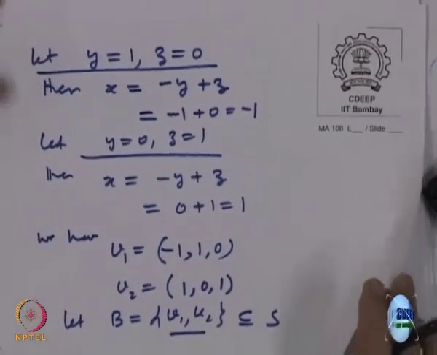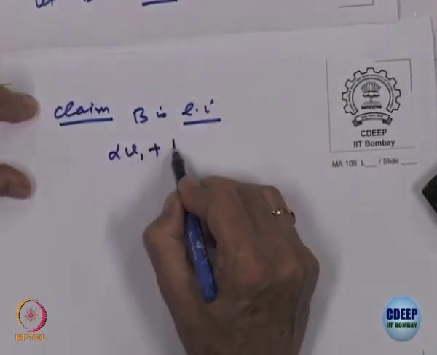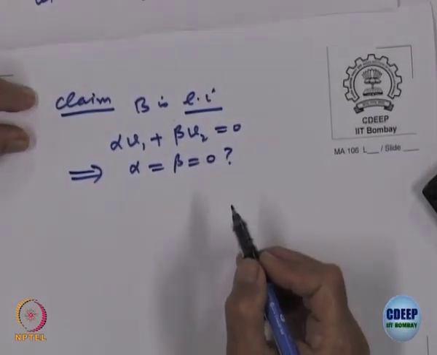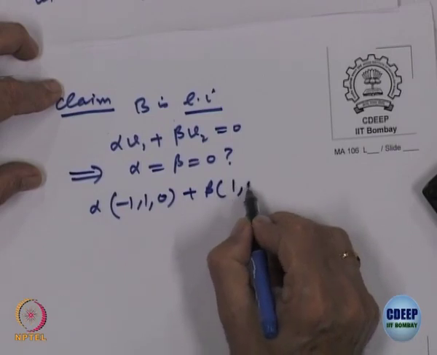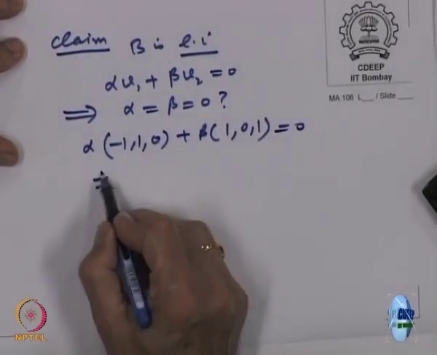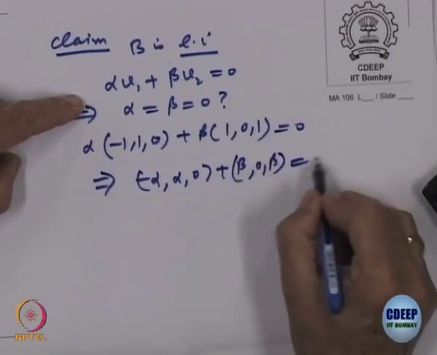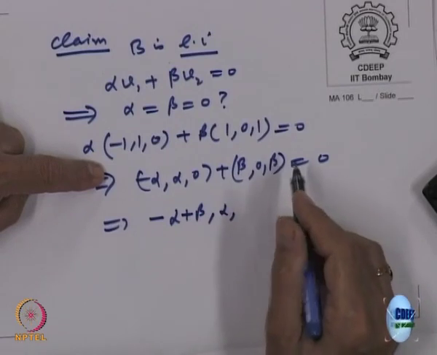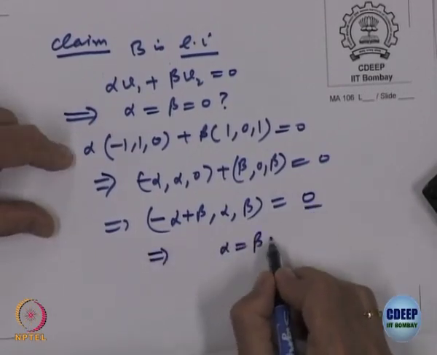So how do we check the independence? So let us check independence. So claim: B is linearly independent. So what does it mean? Alpha V1 plus beta V2 equal to 0 should imply alpha equal to beta equal to 0, right? So alpha times minus 1, 1, 0 plus beta times 1, 0, 1, that is equal to 0. That implies minus alpha, alpha, 0 plus beta, 0, beta, that is equal to 0. So that implies minus alpha plus beta, the second one is alpha and third is beta, equal to 0. Right? So that clearly implies that alpha equal to beta equal to 0.